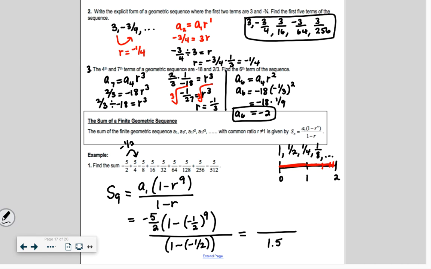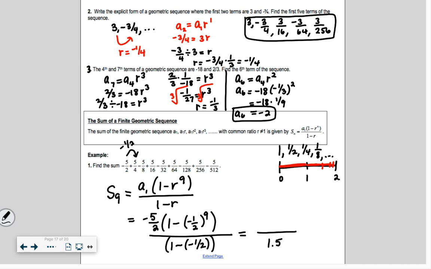All right. So think about your order of operations. Parentheses, exponents, multiplication, division, and so on. So we're inside these parentheses. We have to do the exponents first. So I want you to do parentheses, negative 1/2, and I want you to raise it to the 9. So you have negative 0.00195, and so on.